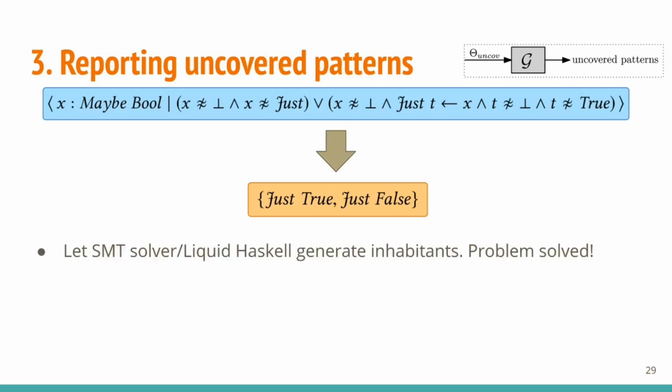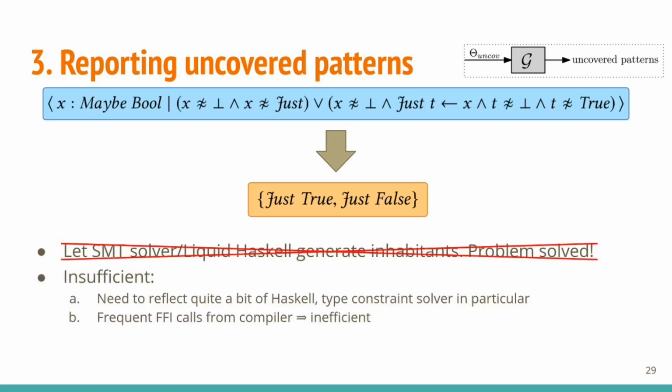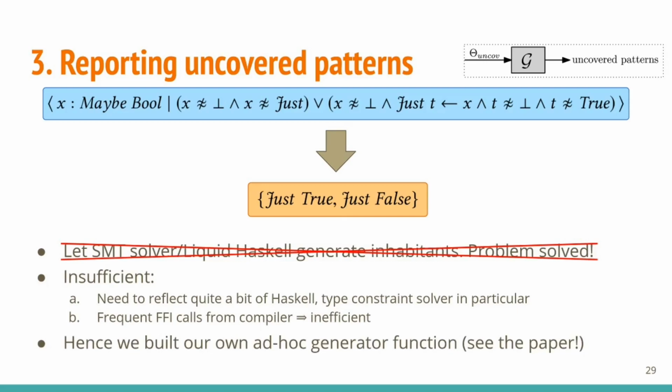Algorithmically, we could use Liquid Haskell's embedding of refinement types or an SMT solver directly to generate inhabitants. But we didn't do that because reflecting GHC's type constraint solver into SMT logic is quite an undertaking. And we think that FFI calls and serialization of facts incur too much overhead. So we bit the bullet and just wrote our own ad hoc generator function. You can read more about its implementation and its completeness properties in the paper.